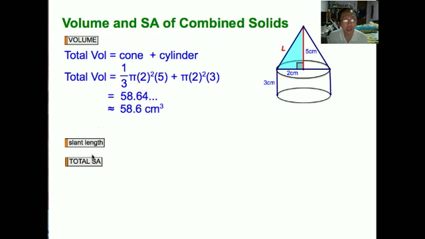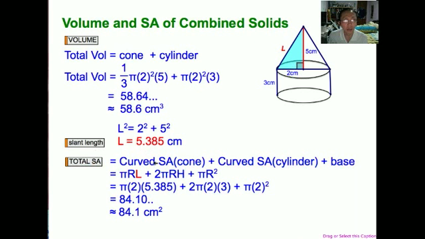Next, we need to find the total surface area. Before that, we need to find the slant length in order to find the curved surface of a cone. The slant length is found by using Pythagoras theorem. And the total surface area is simply the curved surface of a cone, which is pi rl, and the curved surface of a cylinder, which is 2 pi rh, and the base is pi r squared. Substituting in the values, we have a total of 84.1 cm squared.